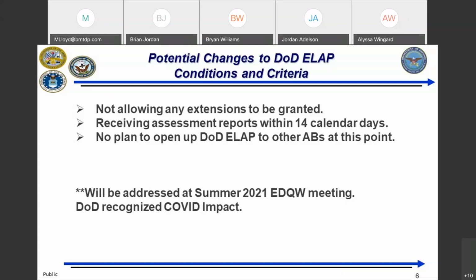The other thing we spend some of our time with our oversight on is tracking down assessment reports from the accrediting bodies. We are considering putting in some strong language into the conditions and criteria with the ABs that would require all assessment reports to be received within 14 calendar days. And at this point in time, we do not plan to open up the DoD ELAP to any other ABs. We have a stable group of ABs. They're able to manage the workload at this point. So at this point, we don't see any changes being done to that.